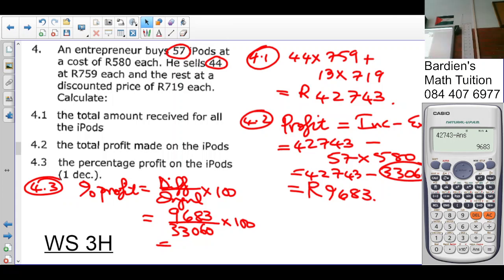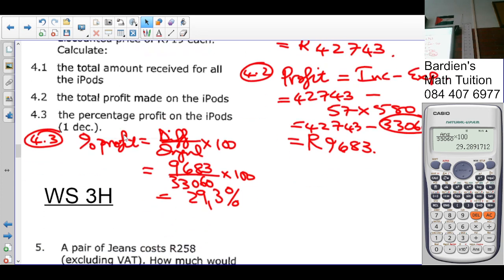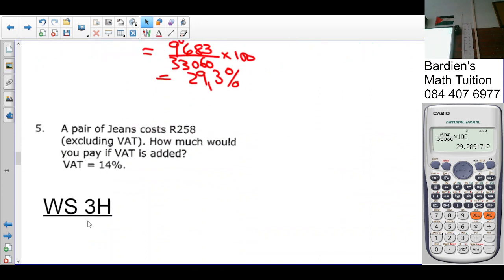So that's going to give us answer over 33,060 times 100. 29,3%. As you can see, they asked you for one decimal place. Okay? Look at number 5.